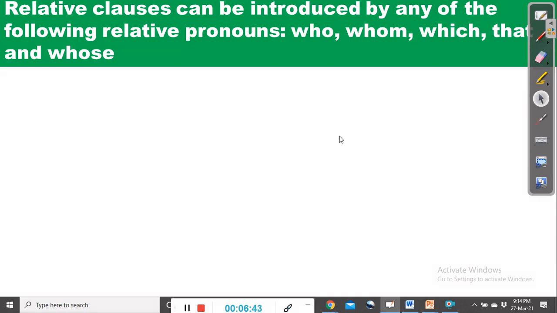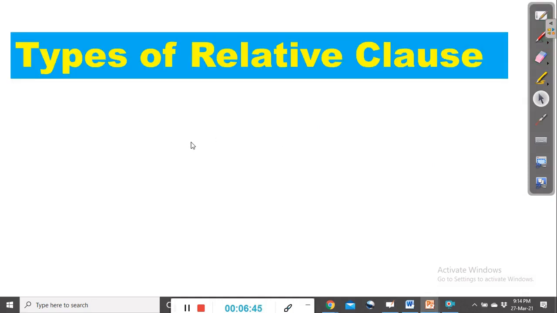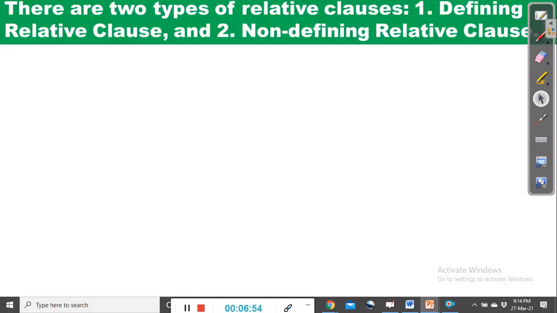All right, so now let's look at types of relative clause. There are two types of relative clauses. One, defining relative clause, and two, non-defining relative clause. Now you can take specific note of their names. A defining relative clause and a non-defining relative clause.